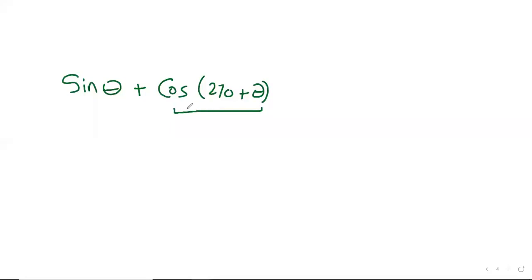Open your book, page 59. Let's take question 5, which is sine theta plus cosine 270 plus theta. So, Yusuf, cosine 270 plus theta.